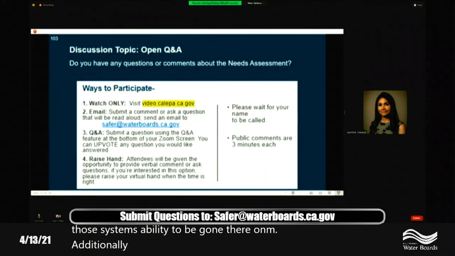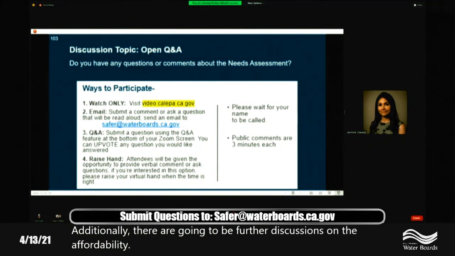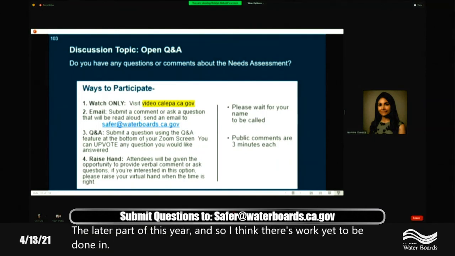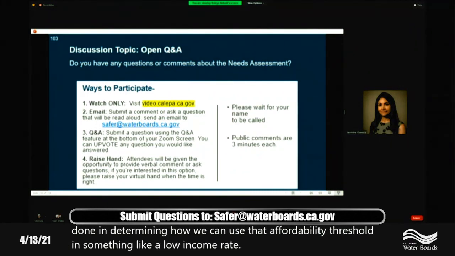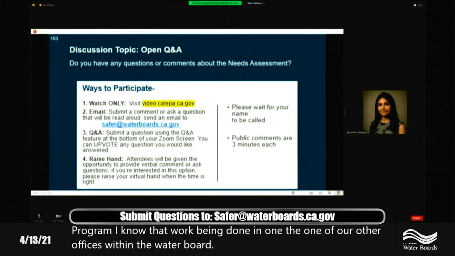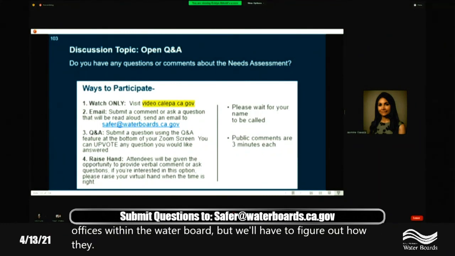Additionally, there are going to be further discussions on the affordability threshold with our Safer Advisory Group in the later part of this year. And so I think there's work yet to be done in determining how we can use that affordability threshold in something like a low income rate assistance program. I know that's work being done in one of our other offices within the Water Board, but we'll have to figure out how that all comes together with the SAFER program moving forward.